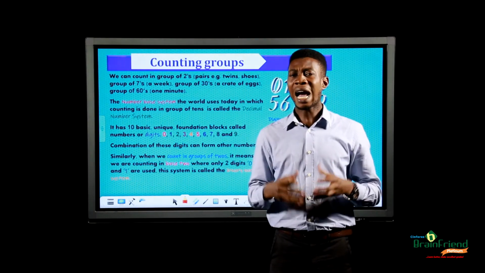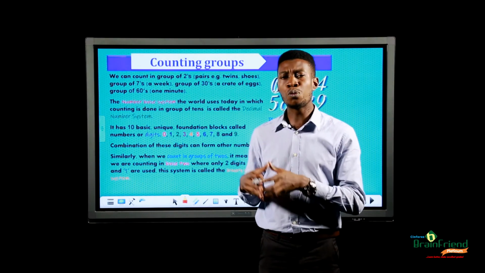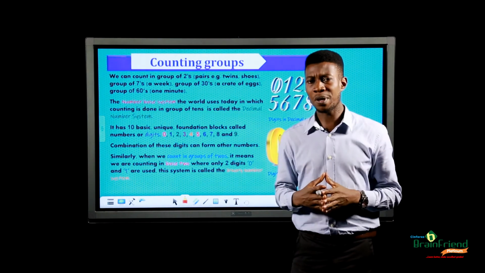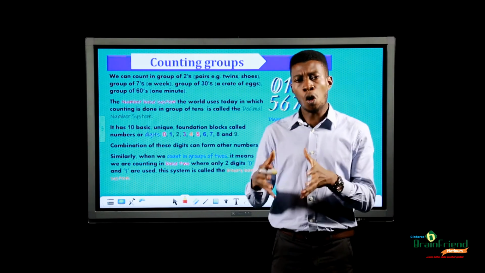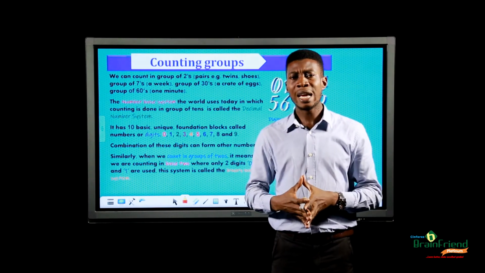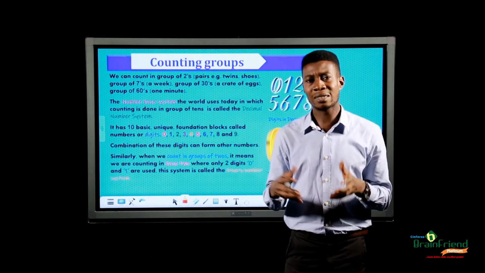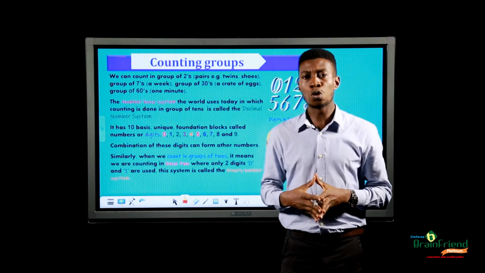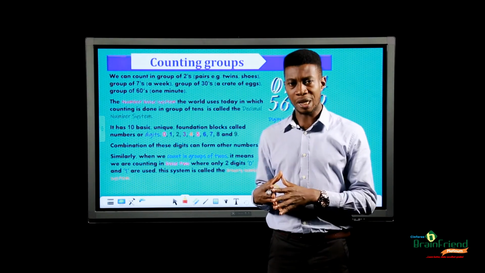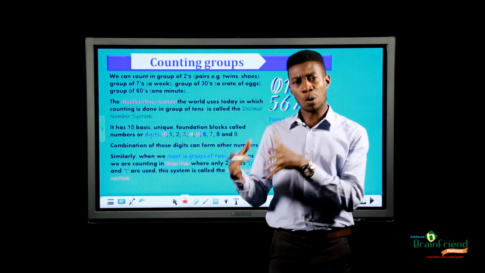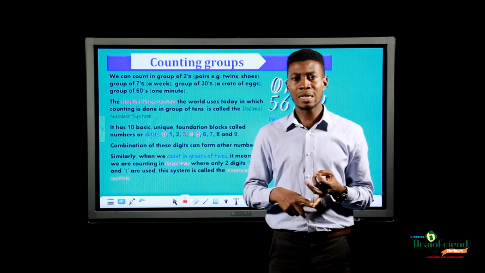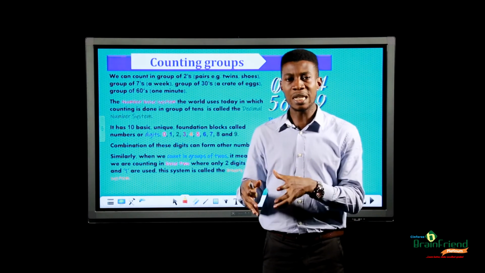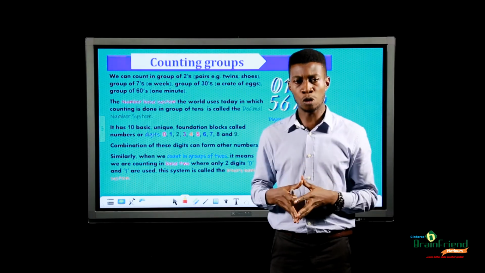Counting in groups has to do with the number of available blocks we have whenever we count a set of objects. What do I mean? Certain things come in certain numbers. For example, a crate of eggs has 30 eggs. The days of the week are 7. So 7 days make a week. 60 seconds make 1 minute. Now, 30, 7, and 60 are the number base we use when counting these objects.